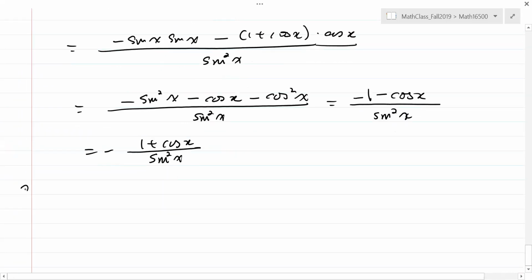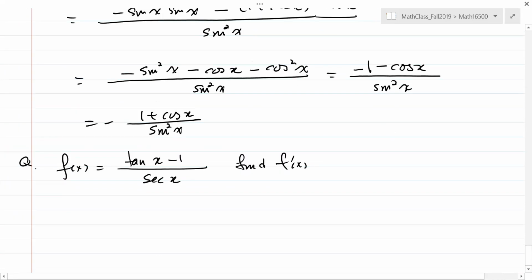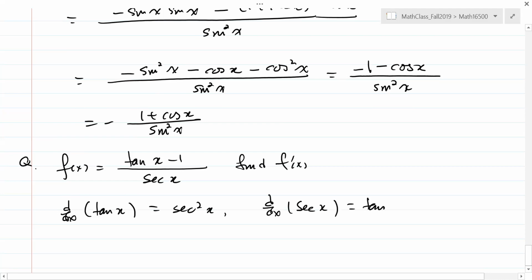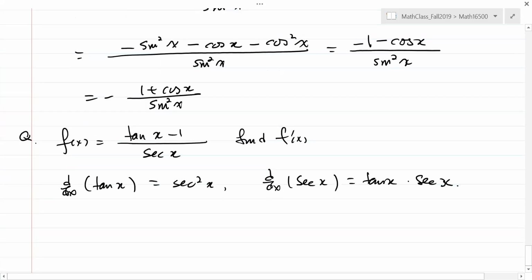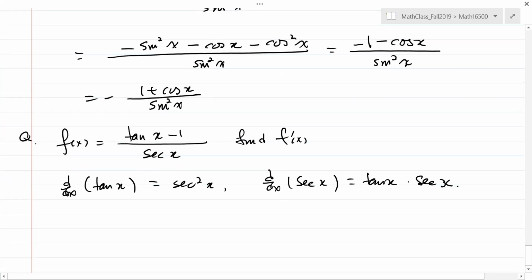All right, so the next problem is we have (tangent x minus 1) over secant x, and you find the derivative. Okay, we know a bunch of formulas, right? We know the derivative of tangent x will be secant squared x. We know the derivative of secant x will be tangent x times secant x. But should we use that or not? It's a question.